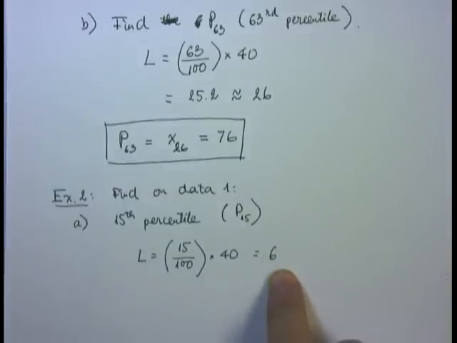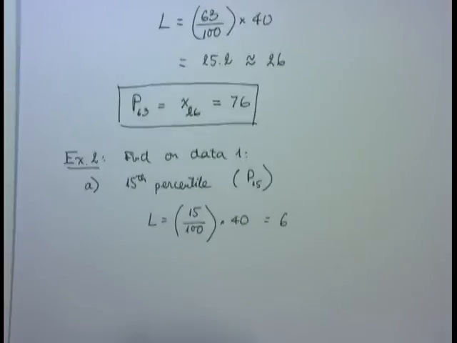So according to the general guideline, you're going to look for the 6th data value on your list, on your data set, and add that to the next one up, the 7th data value. So you're going to find the 6th and the 7th data values, add those two values and divide by 2, and that's how you can find the 15th percentile.